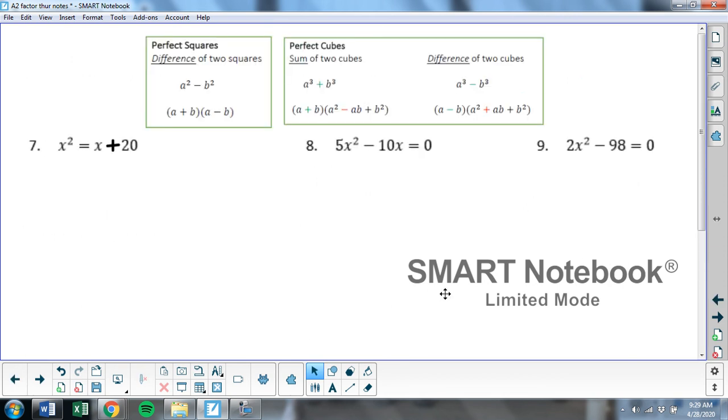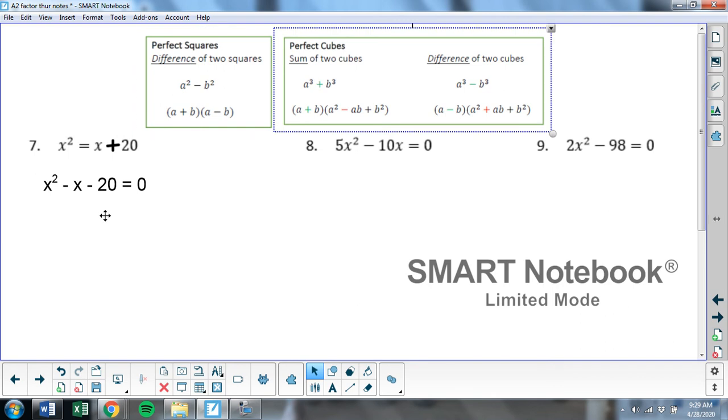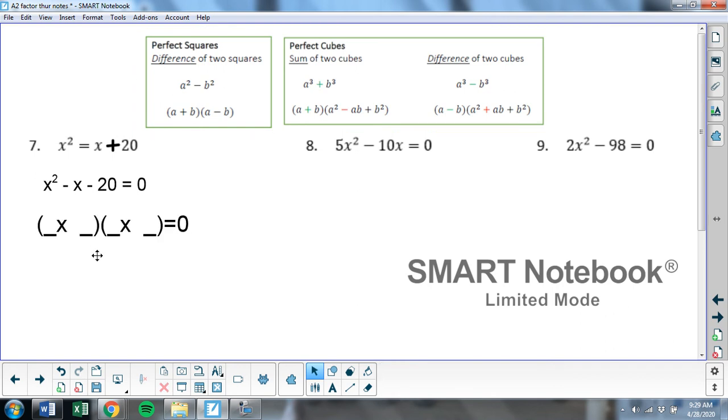Okay, let's try some more. The directions here are still solve, and we're solving by factoring. You'll always want to get everything to one side and a 0 on the other side. So before we get too far in number 7, move the x over, subtract x on both sides, move the 20 over, subtract 20 on both sides. Now try to factor the left side. We don't have this pattern or this pattern. We don't have perfect squares or perfect cubes. So you're going to think about the first method from Tuesday, just combinations of 1 and combinations or factors of 20.